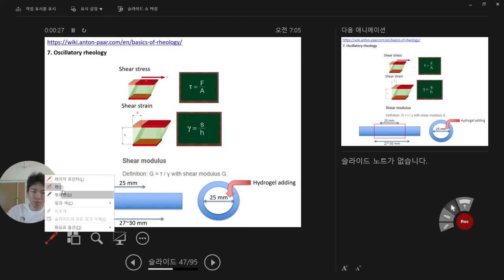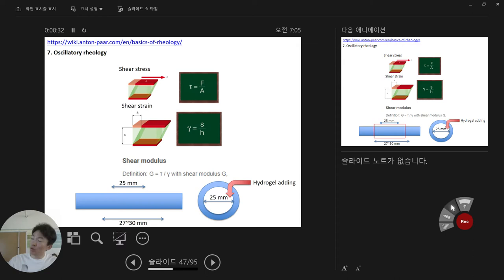In this oscillatory rheology, this is a very common method to measure the hydrogel property. We can measure shear stress and shear strain. The shear stress means that this is the hydrogel, and you apply the force this way, and you have some certain area like diameter. Normally you make the hydrogel as a disc shape, a round shape, a cylinder shape. So the stress can be calculated by force divided by area.